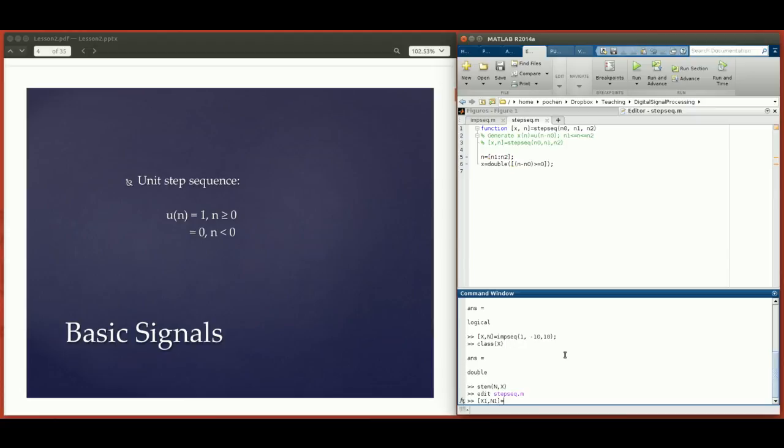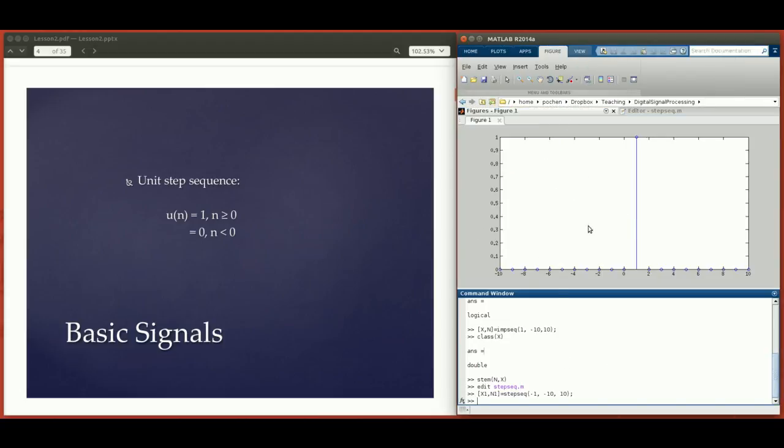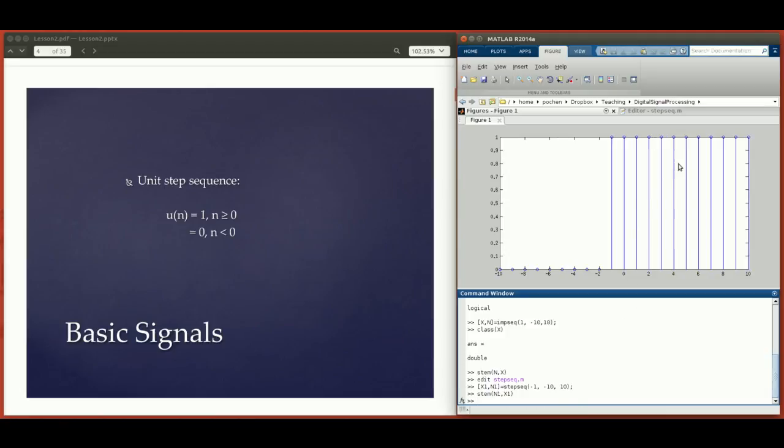X1 and n1 equals to step seq. Now maybe I want my switch from 0 to unity amplitude to happen at -1, for example, and then the range goes from -10 to +10. And now let's try to make a plot of it. Let's switch to the figure window. Here's our impulse plot. Now let's still use stem n1 x1. So that's gonna be our unit step function, unit step sequence.